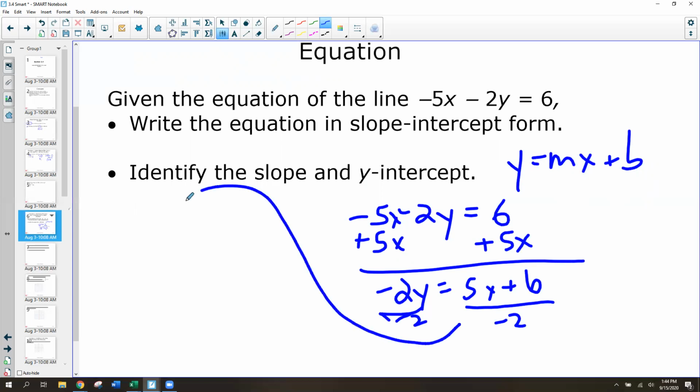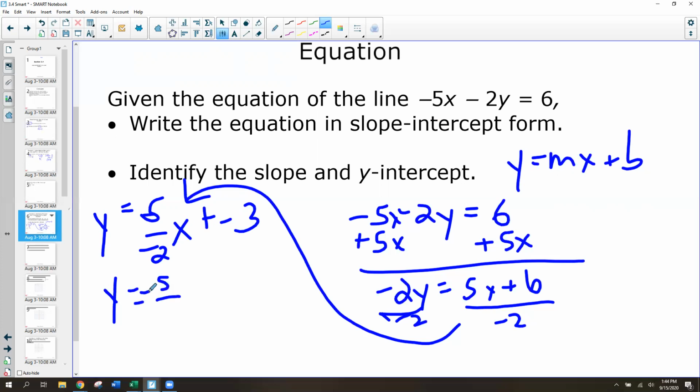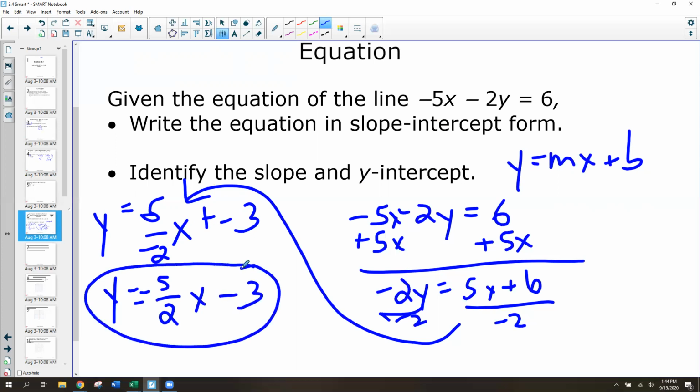And then I can split that. So I get y equals 5 over -2 x plus 6 divided by -2 is -3. So I'll rewrite that so it doesn't look so crazy. Equals -5 over 2 x minus 3. That's it. That's what we're doing here. The slope, we know, is going to be -5 over 2. The y-intercept is going to be (0, -3). That's how this works. Let's try another one.